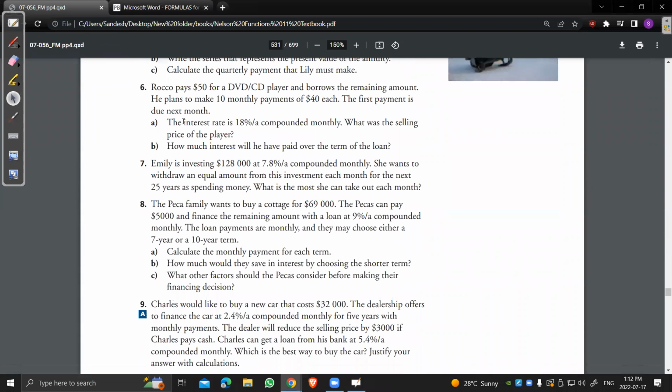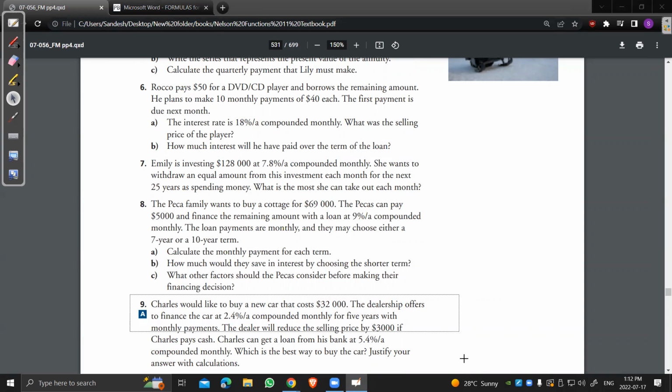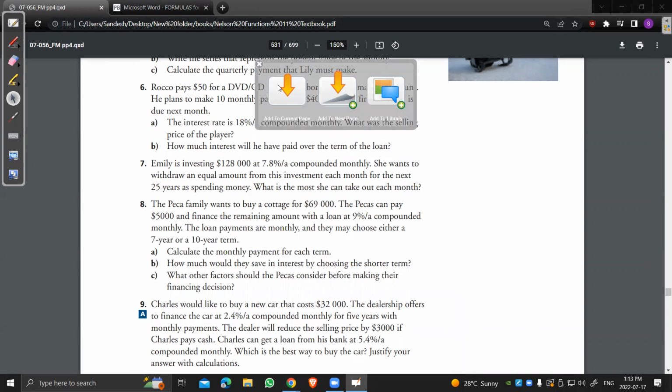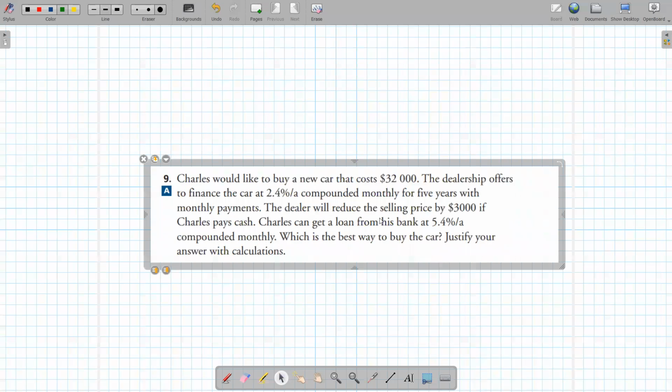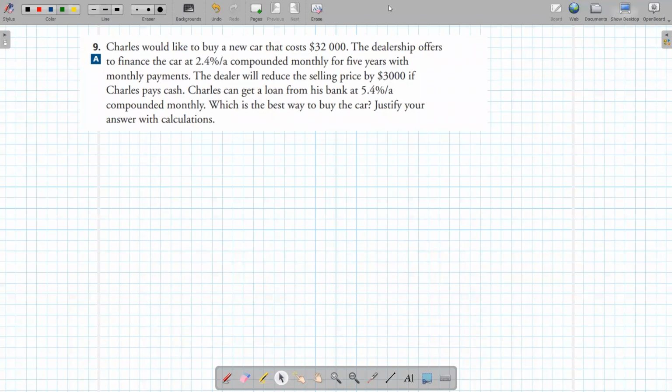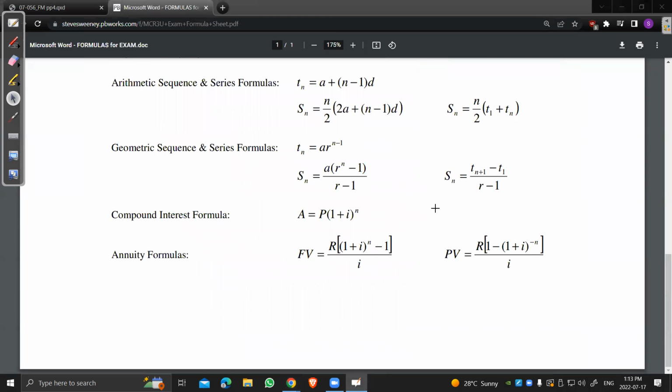Let me see which one's tricky here. They all kind of look interesting. This one's going to be very difficult.